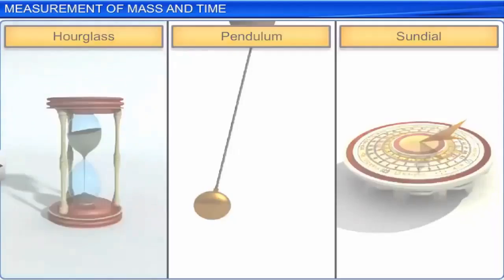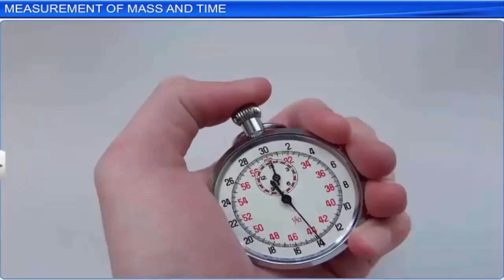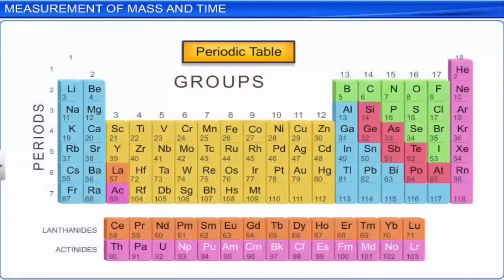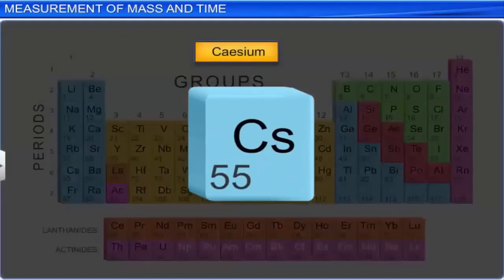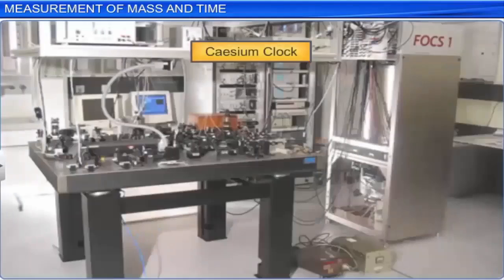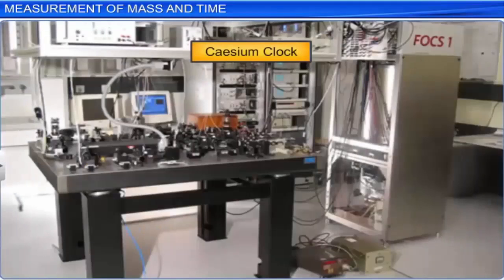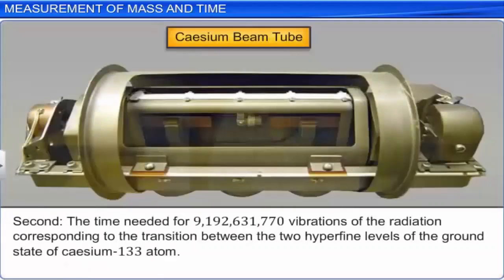To have the most accuracy in measuring time, now we use an atomic standard of time, which is based on the periodic vibrations produced in a cesium atom. Hence, the clock is also referred to as the cesium clock or the atomic clock. In the cesium clock, the second is taken as the time needed for 9,192,631,770 vibrations of the radiation corresponding to the transition between the two hyperfine levels of the ground state of cesium-133 atom.